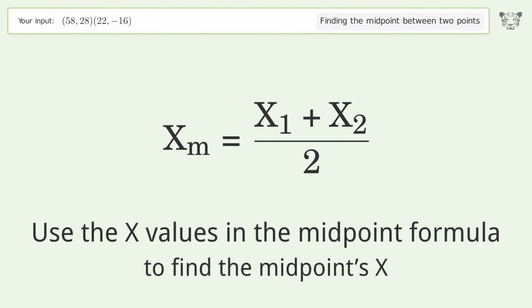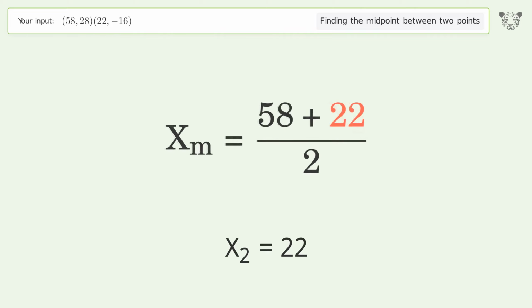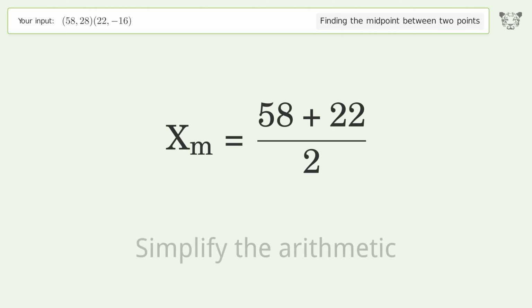Use the x values in the midpoint formula to find the midpoint's x. x1 equals 58. x2 equals 22. Simplify the arithmetic.